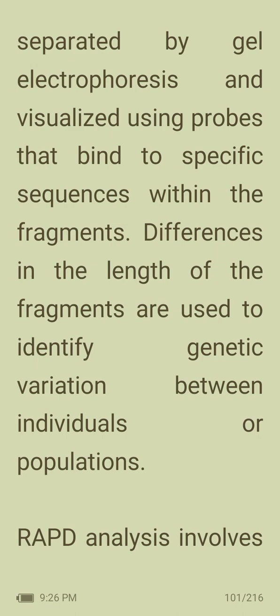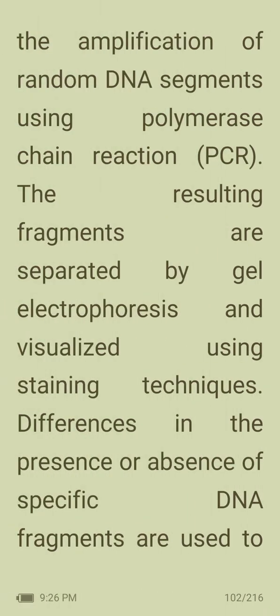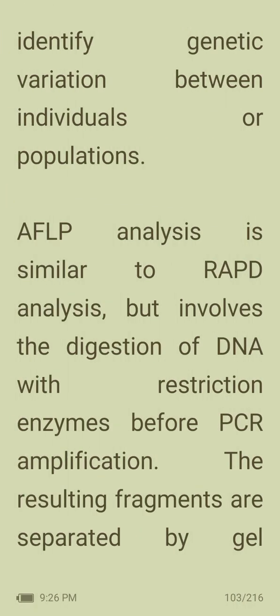RAPD analysis involves the amplification of random DNA segments using polymerase chain reaction. The resulting fragments are separated by gel electrophoresis and visualized using staining techniques. Differences in the presence or absence of specific DNA fragments are used to identify genetic variation between individuals or populations.